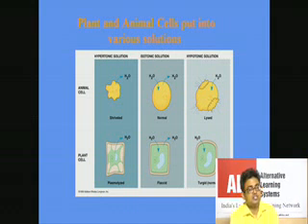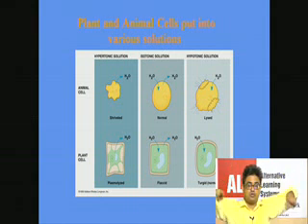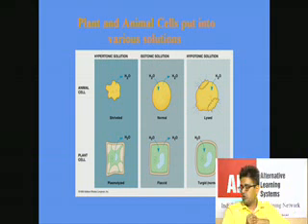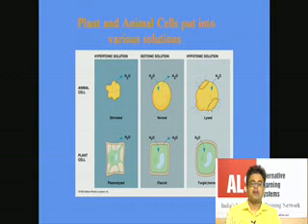But these conditions do not happen with plant cell, because plant cell has cell wall around itself. If it has cell wall around itself, it cannot burst, right? Because the cell wall will prevent the cell from bursting.